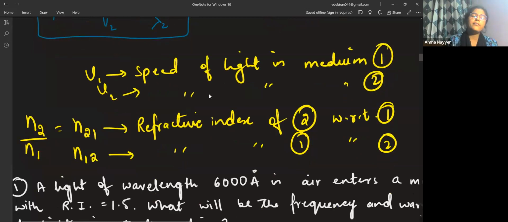Just one thing, when we write n2 divided by n1, refractive index of 2 with respect to 1, not the speed, not the wavelength, refractive index of 2 with respect to 1, that is written usually as n21, because you will be expanding this. n21 is given to you, n12 is given to you. So when we say n21, it means n2 divided by n1, refractive index of medium 2 divided by refractive index of medium 1. n12 is refractive index of medium 1 by refractive index of medium 2. This is how we write.